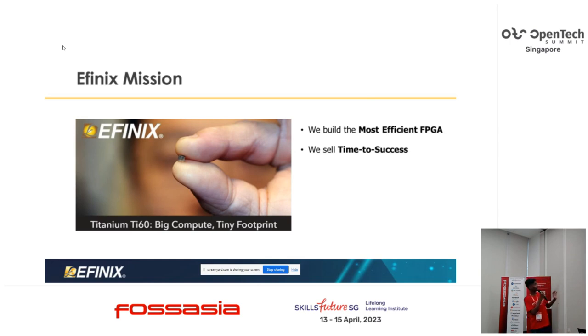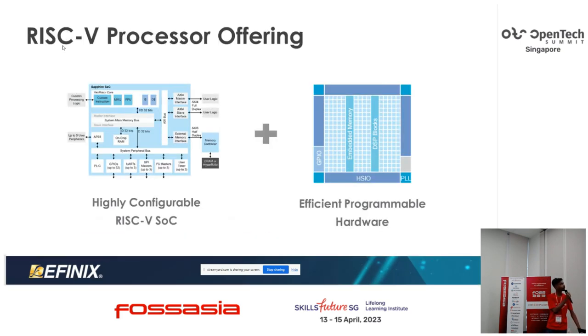So this slide basically, I thank Phoenix for giving us the opportunity. They provided us an FPGA and RISC-V core to basically play around with. So just a quick introduction. It's the most efficient FPGA and time to success. We want you to get your open source RISC-V ISA easily emulated into an FPGA and turn it into a kind of RISC-V core and start working on it.